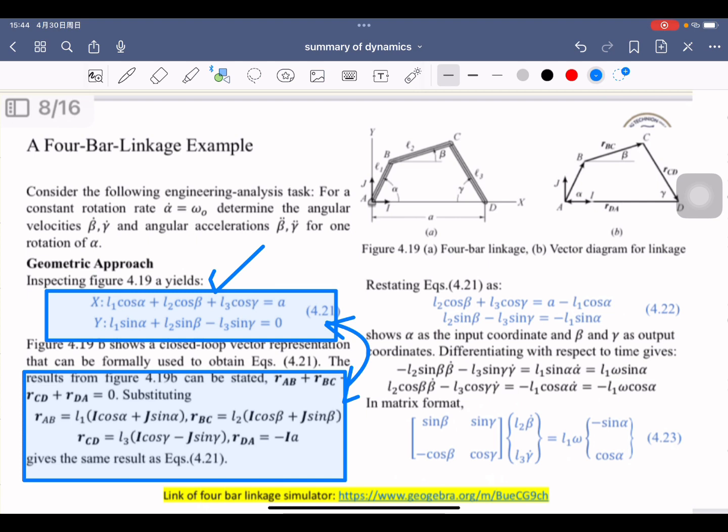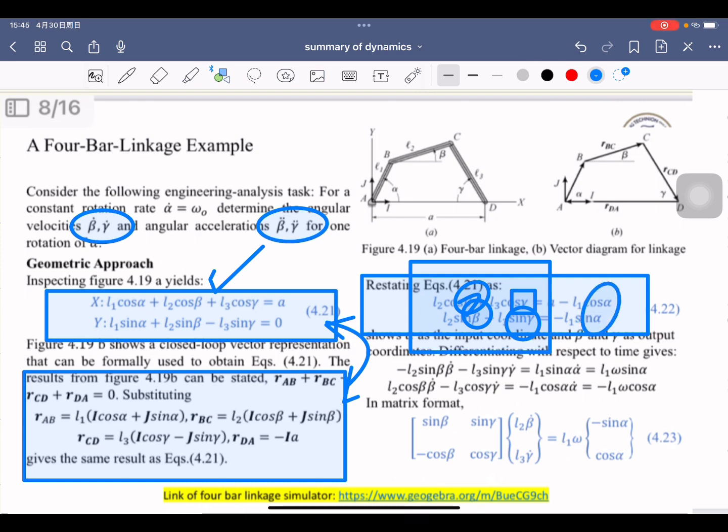After that, we just restate or rearrange them to put the output on one side, and the input on the other side. This is the technique for rearranging the formula. The skill of this is just to make the output on one side, and the input on the other side. That's the technique, that's the key thing, okay?